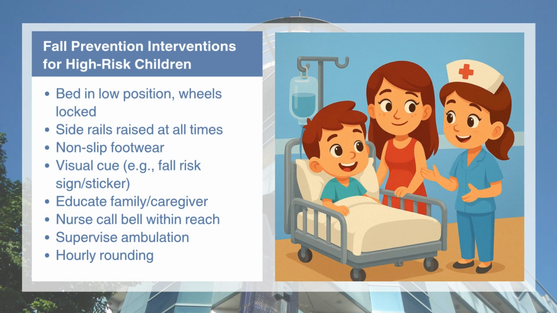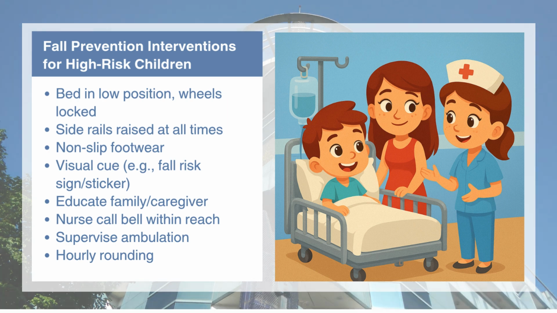If a child is high risk, implement full fall precautions. Keep the bed low with side rails up, lock all equipment, and use visual cues. Ensure the family understands their role in keeping the child safe, especially during ambulation or play.